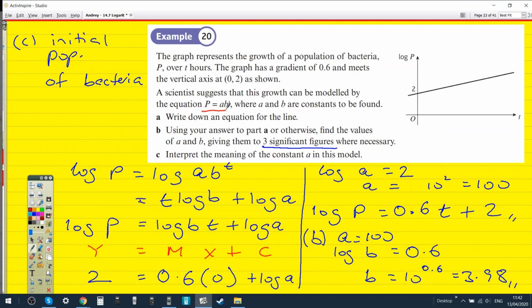They give us P equals A b to the t. And the graph was for t and log P. So you have to get log P. So log both sides. Y equals mx plus c. So m is log b, and m was 0.6. So log b is 0.6. You use that to get log a. And so the equation of the line is log p equals 0.6t plus 2. So mx plus c. Then you get a and b. And then for c, sub in 0 for t. Any questions there? No.